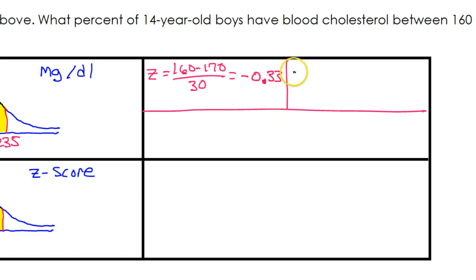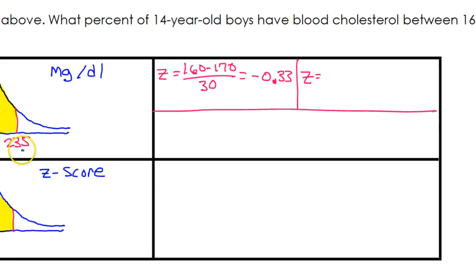Similarly, we have another z-score for the 235. So that's going to be 235 minus 170 over 30. Put that in your calculator. So I'm getting 2.17. So make sure you round properly. It really was 2.1666 repeating. But if I'm going to round to 2 decimal places, that would round up to 2.17. So these are my two z-scores.